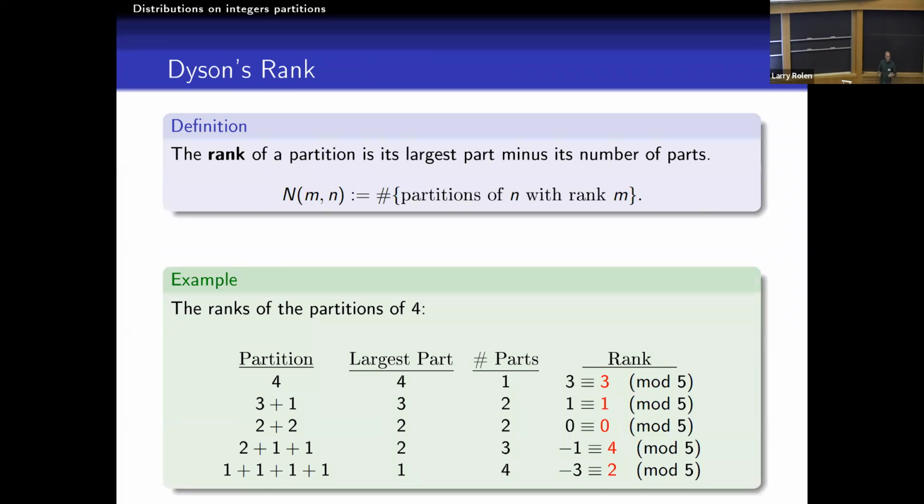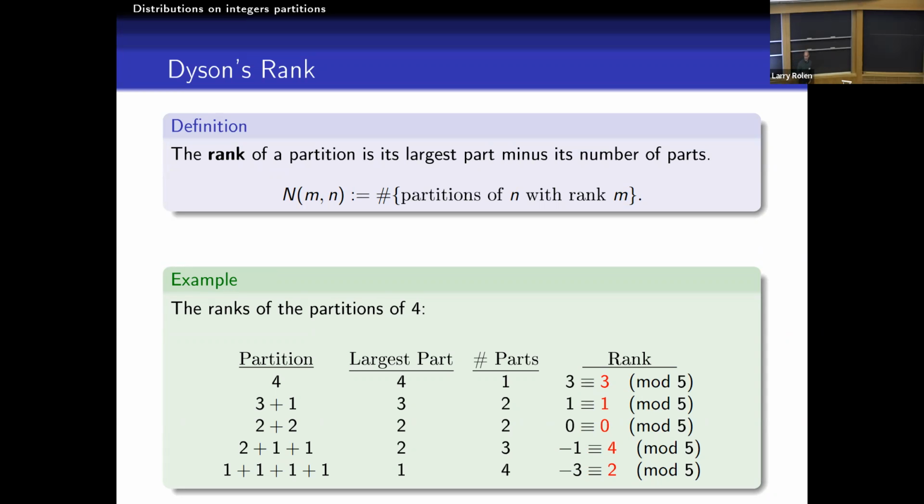Okay, so let's talk about this first example. This is a very nice example. This comes back to the idea of the rank of a partition. The definition of the rank of a partition: you take a partition, take the largest part, and subtract off the number of parts. Capital N of m comma n is the number of partitions of little n with rank little m.